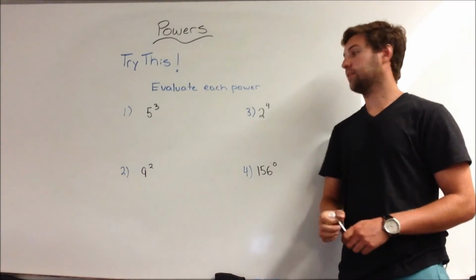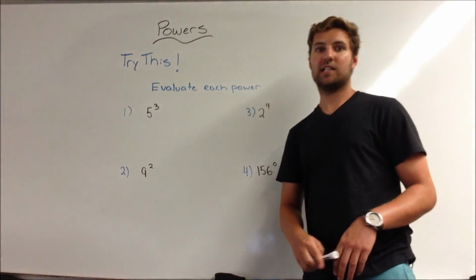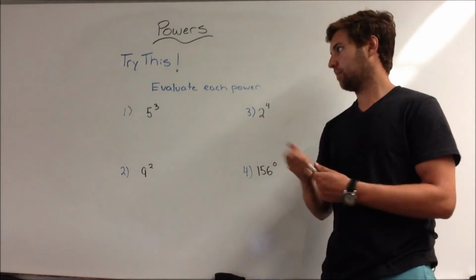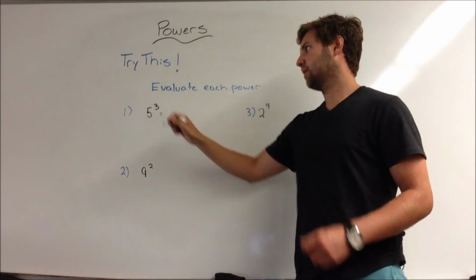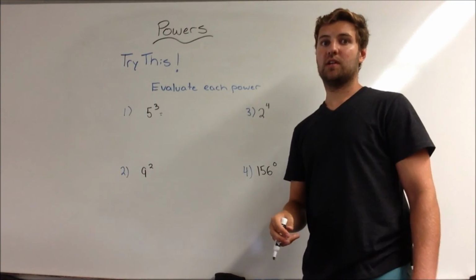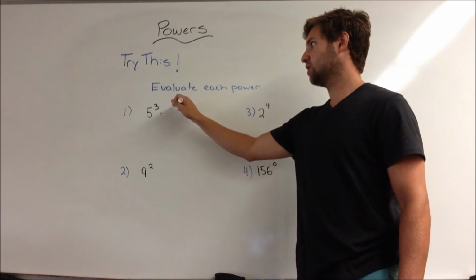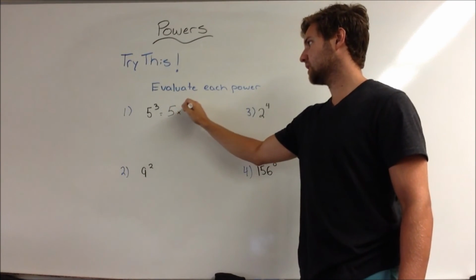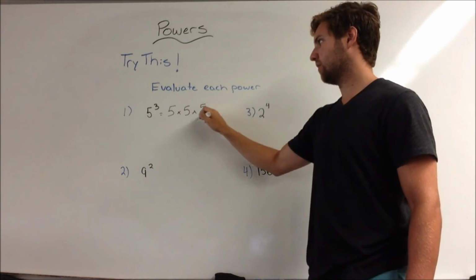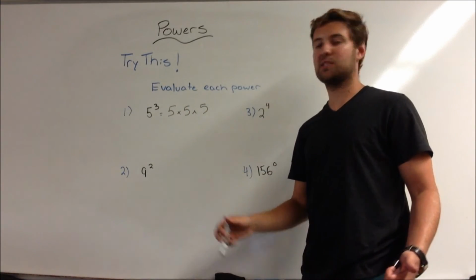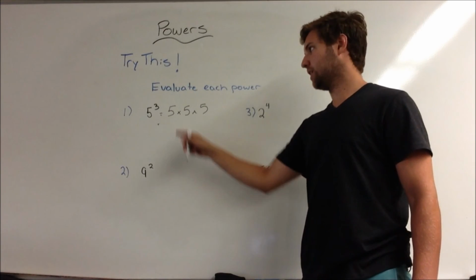Alright, let's try these together. Question's asking us to evaluate each power. So let's start at number 1. 5 to the exponent 3. So remember, to evaluate each power, we first need to write it in expanded form. So 5 to the exponent 3 means 5 times 5 times 5. Once we've broken up and expanded it, we can just do the multiplication.